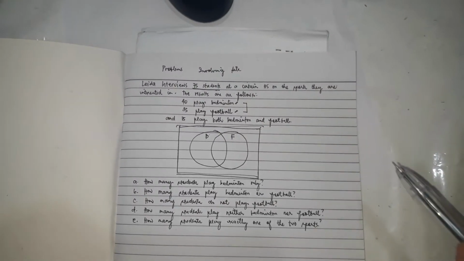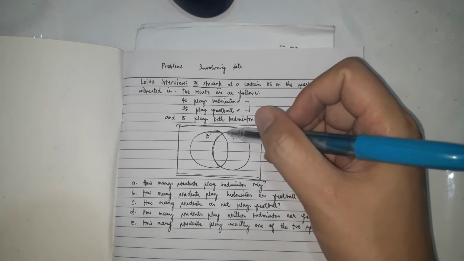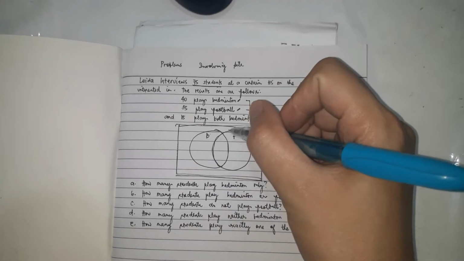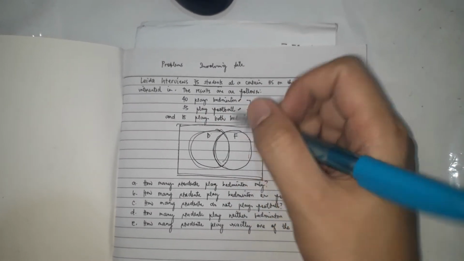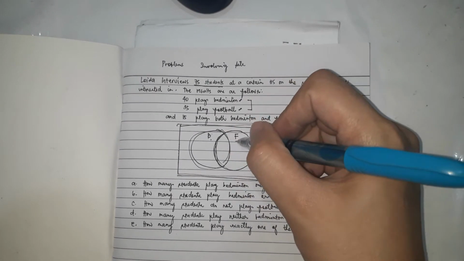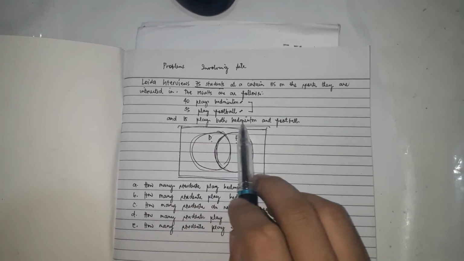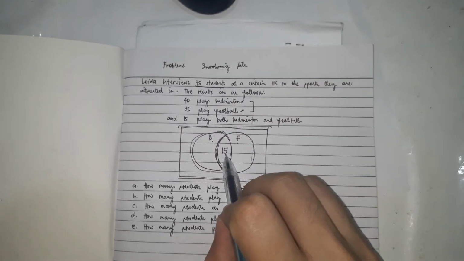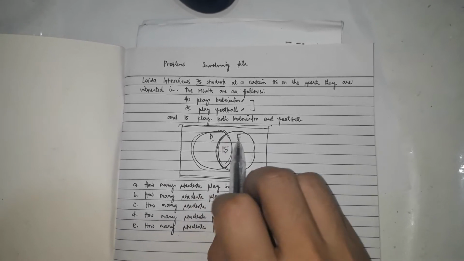To answer this problem, we should first identify the intersection, or how many students play both badminton and football. This part is inside the football circle and also inside the badminton circle. It means that these particular students play both badminton and football. In the problem, it says that 15 play both, so we're going to write 15 in here.